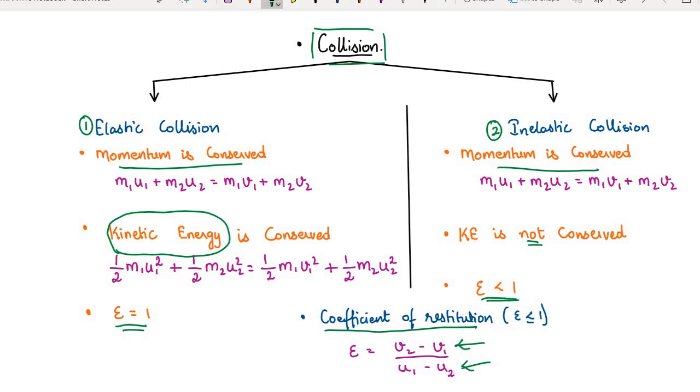Since in both types of collision the momentum is conserved, we can use the formula m1u1 plus m2u2 is equal to m1v1 plus m2v2. But kinetic energy is conserved only for elastic collision, so we can use this formula for elastic collision only, not for inelastic collision. However, we can use this formula for both types of collisions. If the value of the coefficient of restitution is given, then we can substitute it in this formula and find out the unknown velocity.